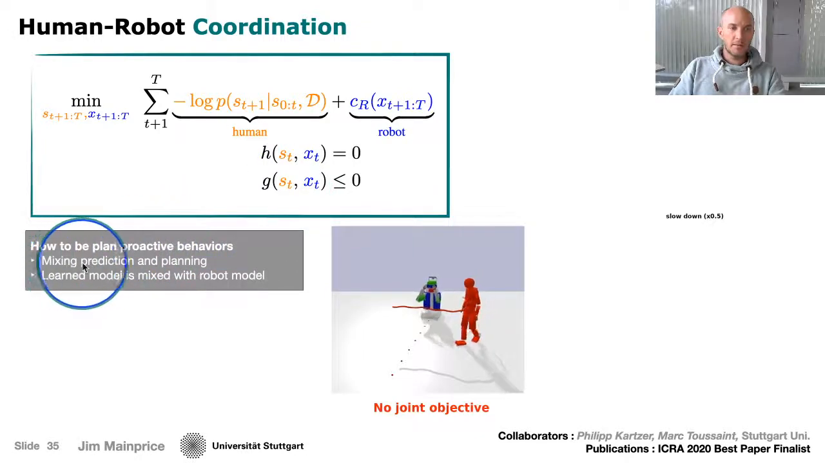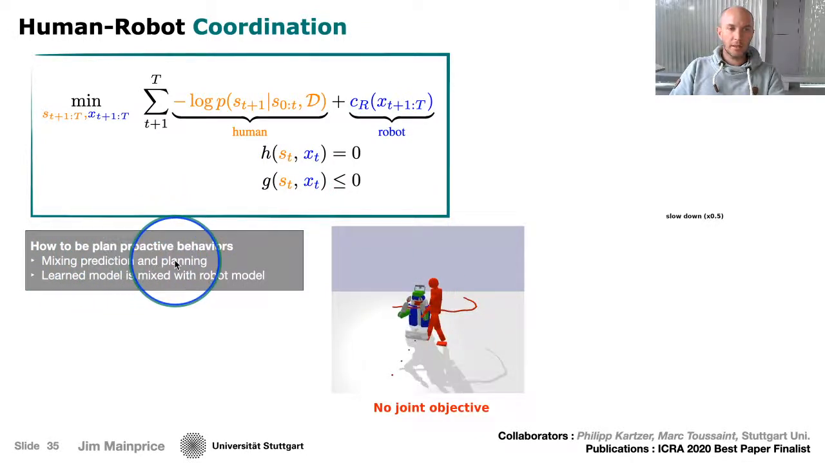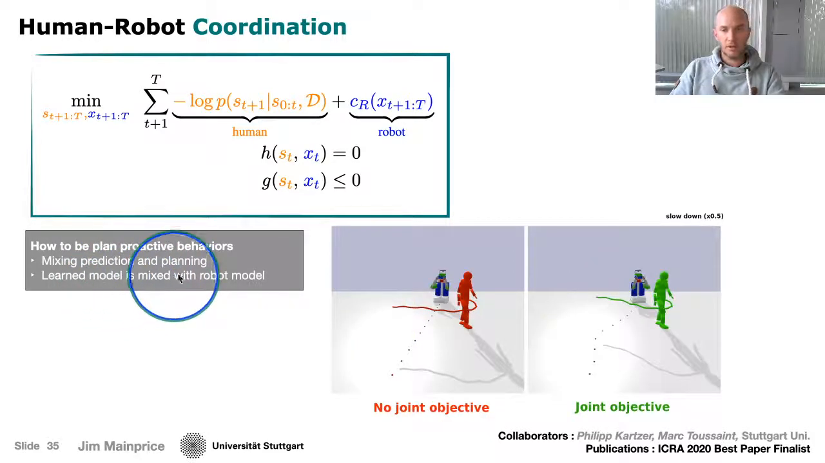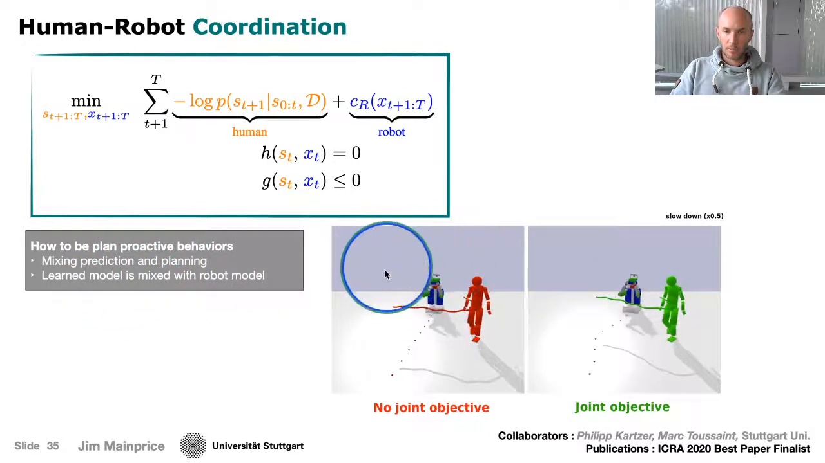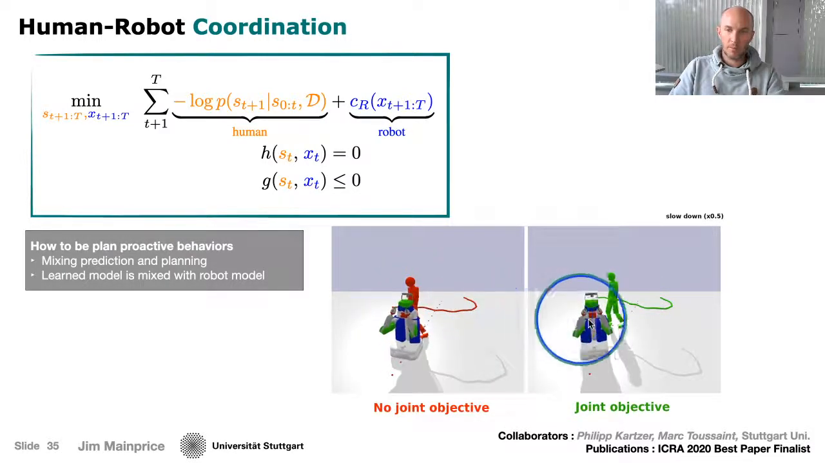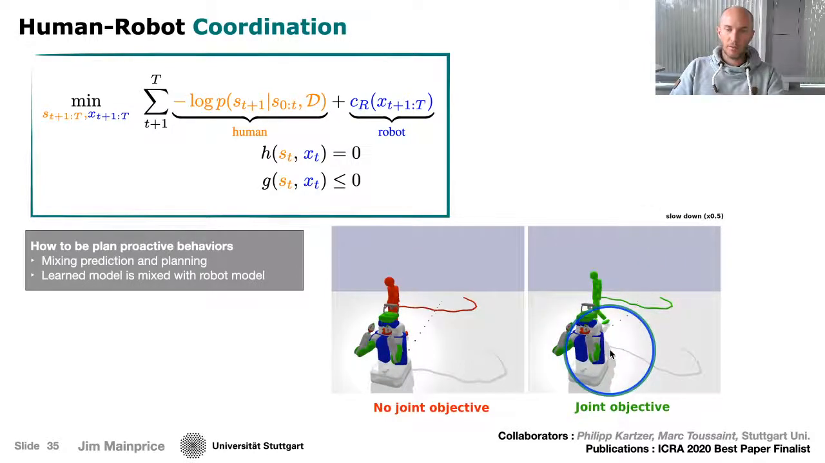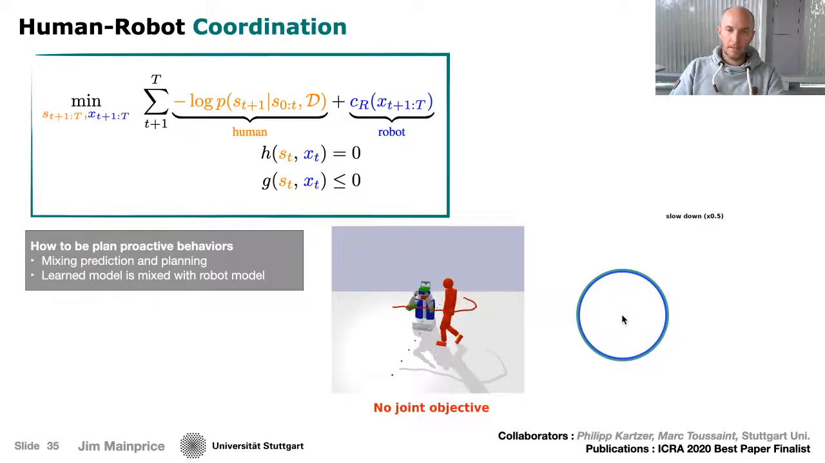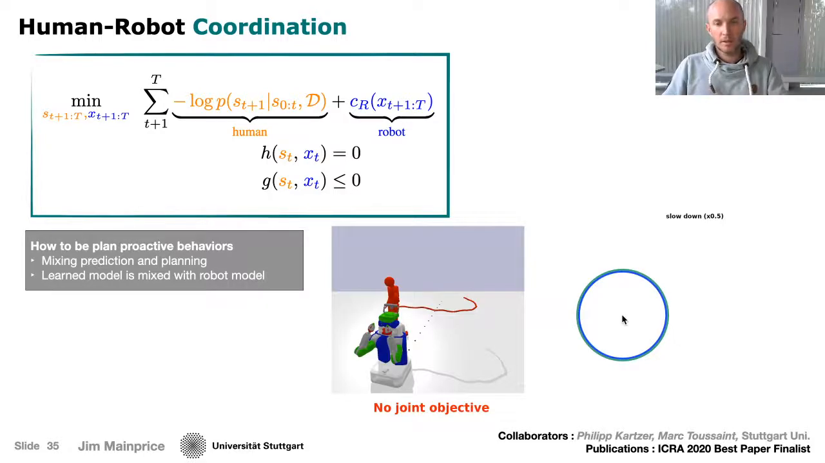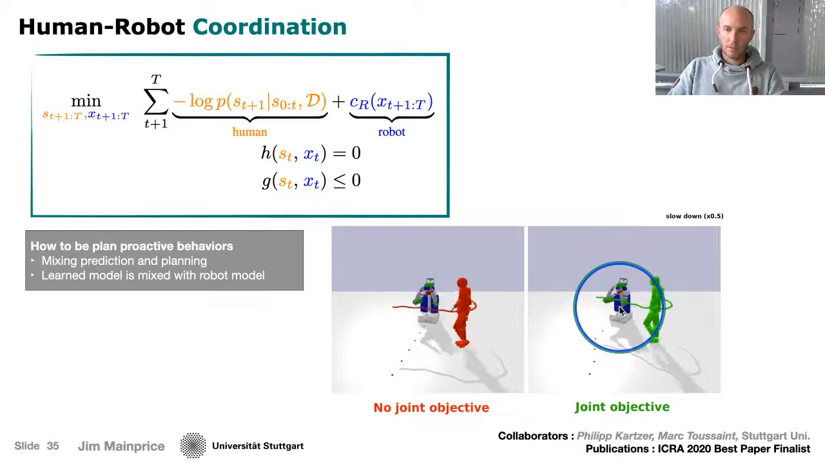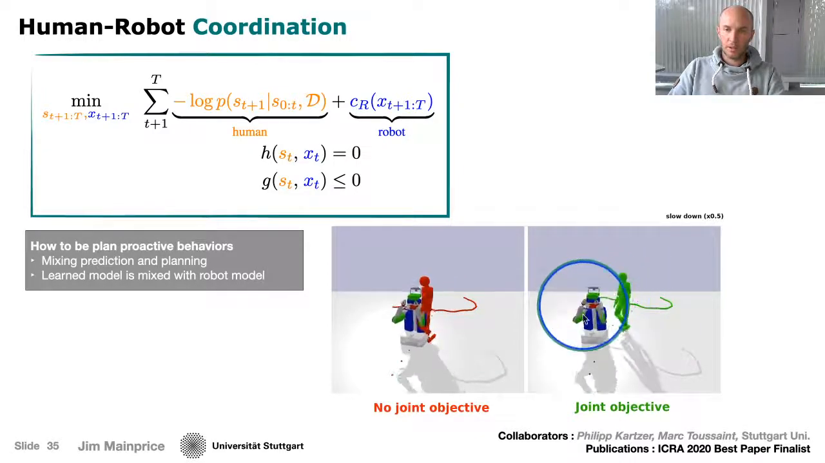So we basically mix prediction and planning, and we mix the learned model with the engineered robot model. What we can see is that when there is no common objective behavior, the prediction runs through the robot, and in the other way, the robot actually deviates from its path in order to let the human through, and the human also deviates from the prediction, but in a minimal way. So it's really a coordinated plan that we have here.